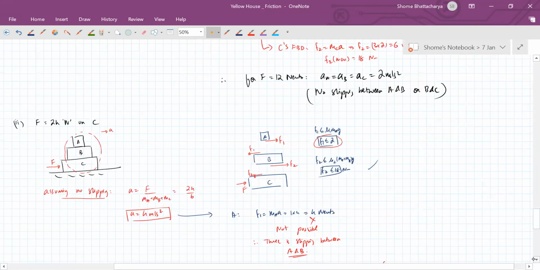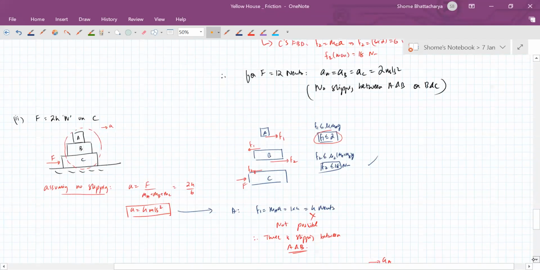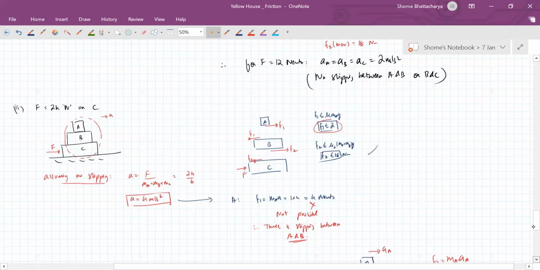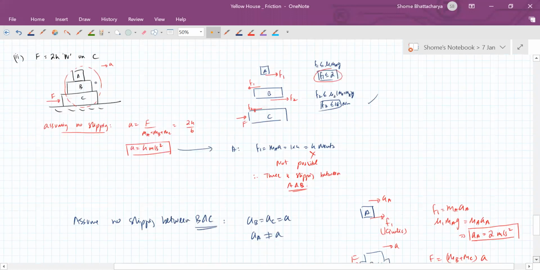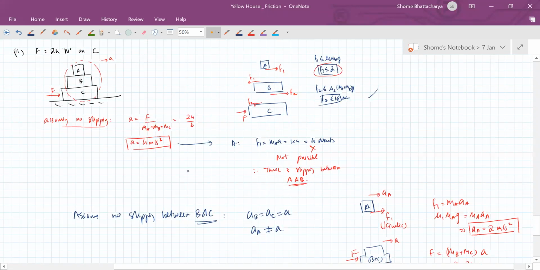So that is the final conclusion for the second part. So I'll just take you through the whole solution of the second part. Okay. So if you assume common acceleration, that common acceleration would have been 4 meters per second square, but the friction required on A would have been 4 newtons, which is not possible. So you can see that this assumption is failing. Okay. But there is sufficient friction between B and C.